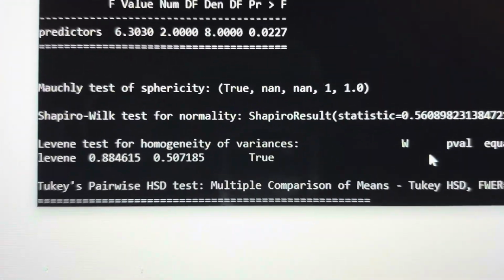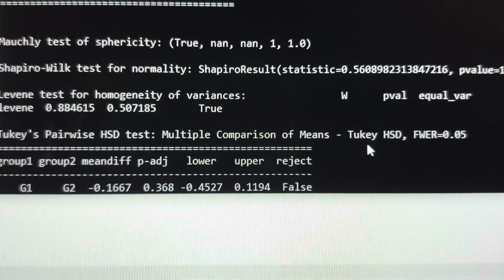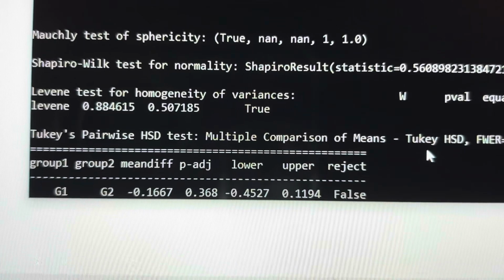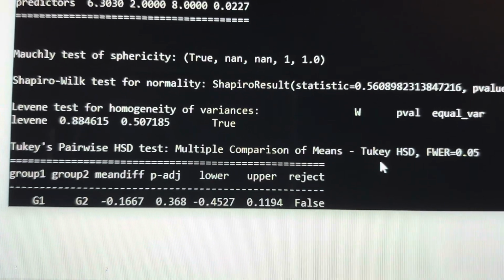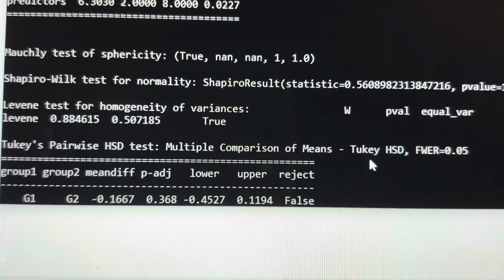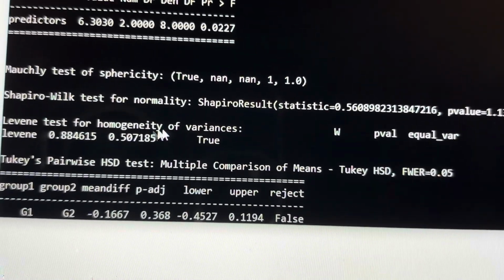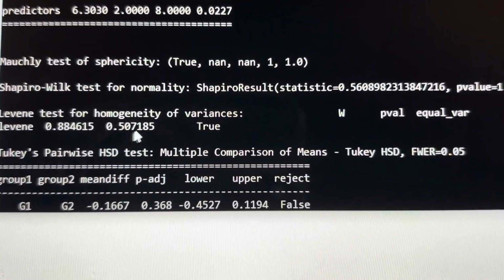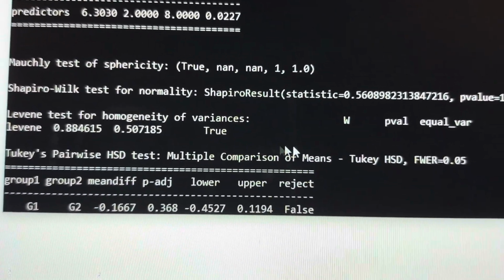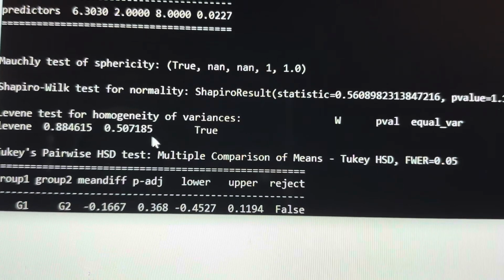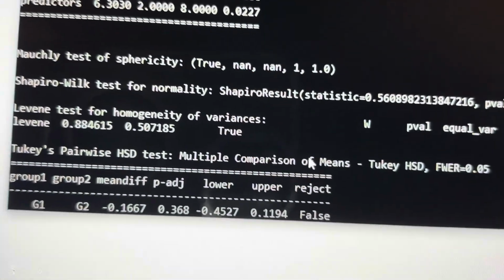Yeah, so now the next one is the Levene test for homogeneity of variances, which is also stated here. The Levene test is 0.88, and the other one is 0.5. Okay, the Levene test was this W, that's 0.8846, while the p-value is 0.5, which is not significant, and then the equal variance value is true.